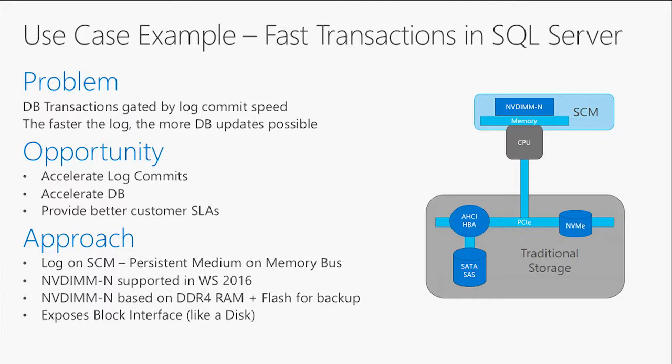Essentially what it is, is a RAM DIMM that has DDR4 DRAM on one side and flash on the other, plus some backup power. Could be a supercap, could be a battery, doesn't matter. If power is lost to the system, then what simply happens is the DRAM content is saved to the flash, and on power restore, it comes back into DRAM. And that's what makes this so extremely fast.